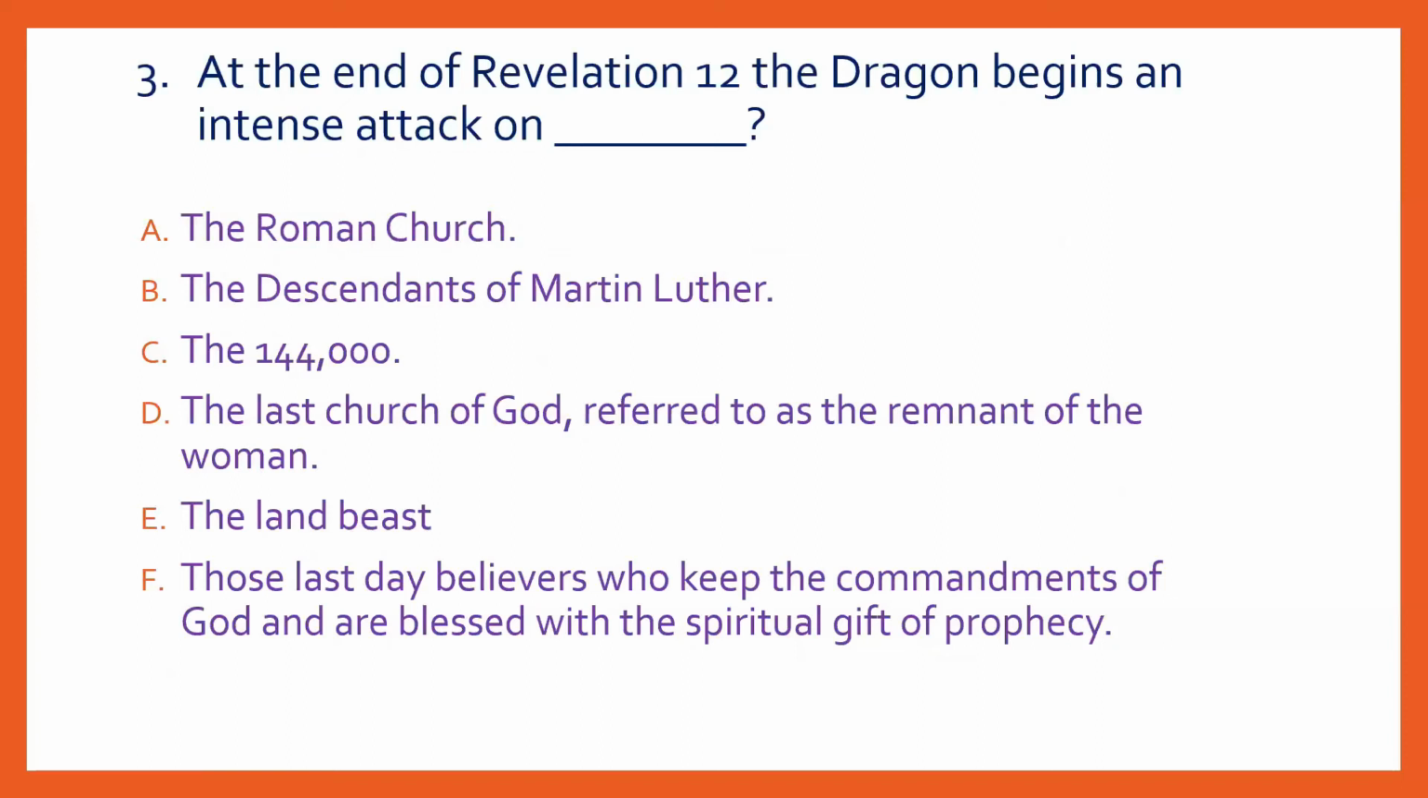At the end of Revelation 12, the dragon begins an intense attack on whom? Is it the Roman church? The end of Revelation 12, Revelation 12:17, says the dragon was wroth and went to make war. So we want to know who he makes war with, right? Is it the Roman church? Is it the descendants of Martin Luther? Is it the 144,000? Is it the last church of God referred to as a remnant of the woman? Is it the land beast? Is it those last day believers who keep the commandments of God and are blessed with the spiritual gift of prophecy? So you have to tell me what is the correct answer to this one, right?